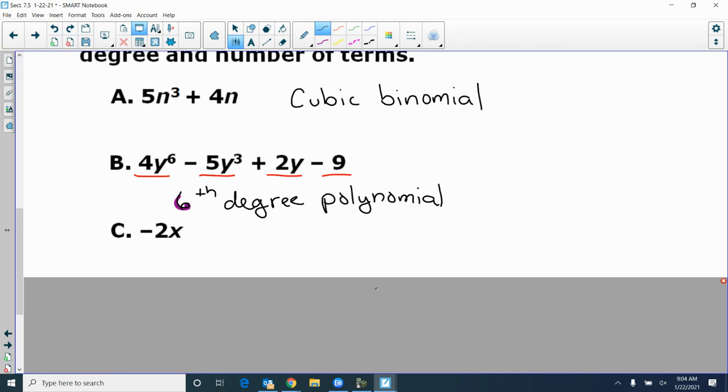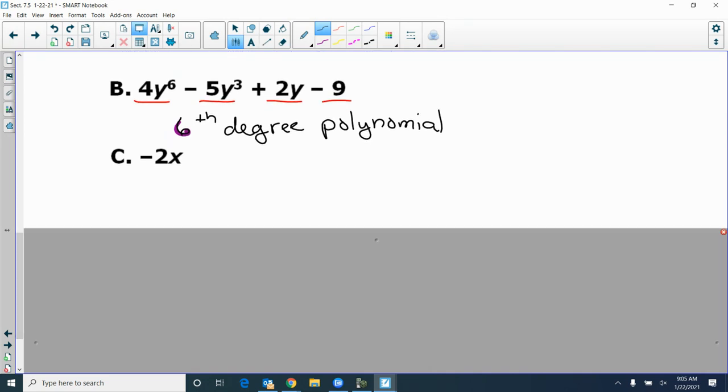Oh, man. Just negative 2x. Sometimes the simplest ones are the hardest, Preston. Grant, what do you think for this one? What degree is it? First. What is the special name for 1st degree? Linear. How many terms does it have? 1. And what's the name for one term? Monomial. Linear monomial.